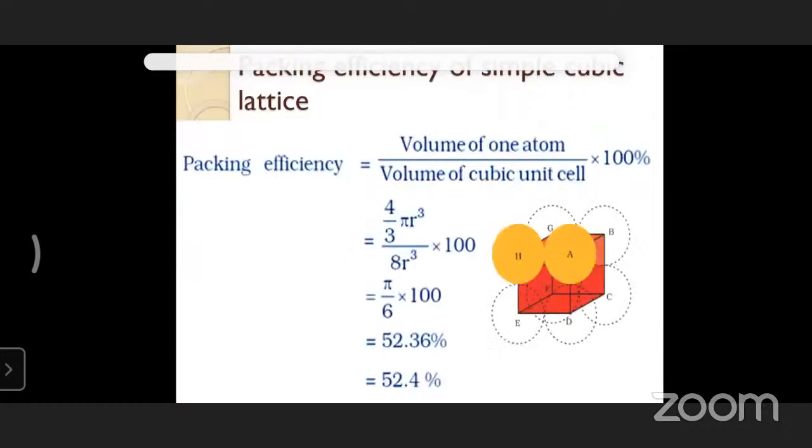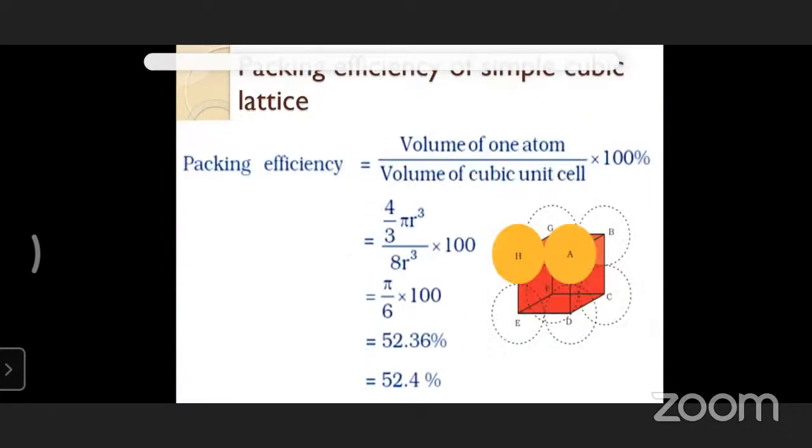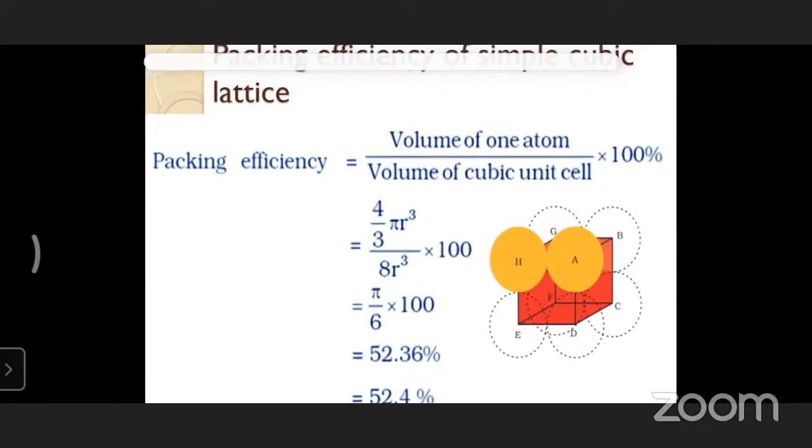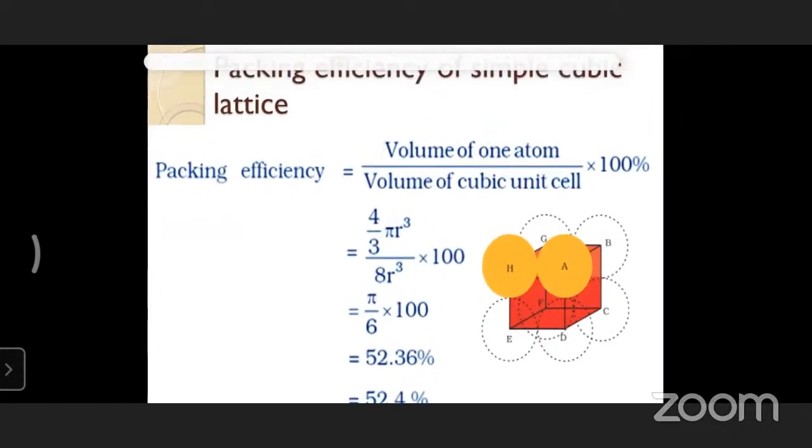So let's come to the new topic, children. What we discussed earlier, packing efficiency calculation, I told you how we get the percentages. This was already discussed yesterday, but once again I'm saying how we are going to calculate the packing efficiency. We will discuss the packing efficiency of different lattices: the simple cubic lattice, body centered lattice, and face centered cubic lattice. So what is the packing efficiency formula?